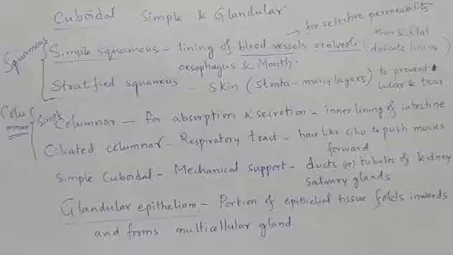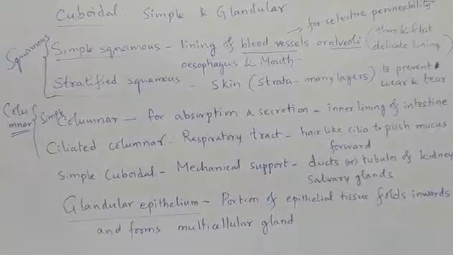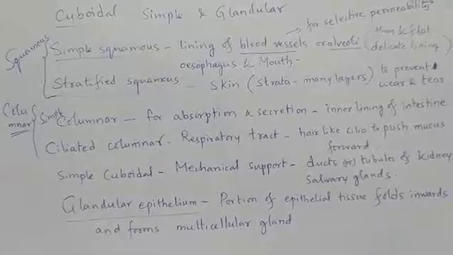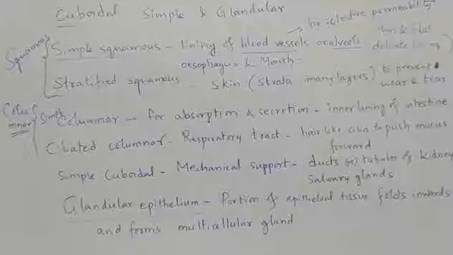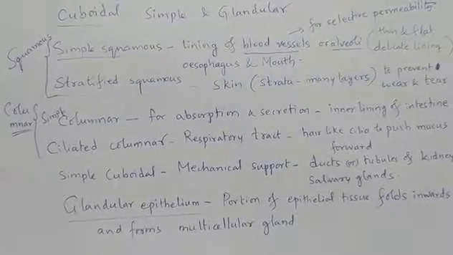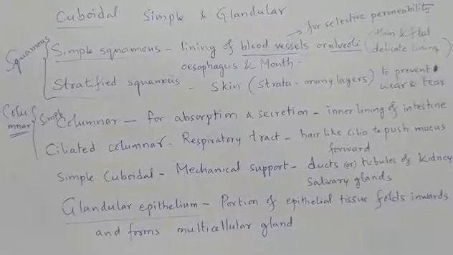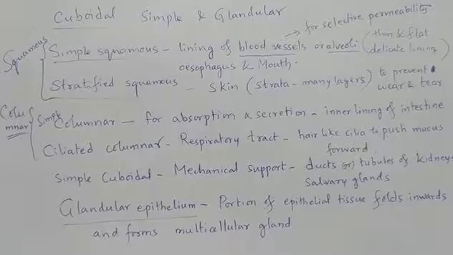There is another type of columnar epithelial tissue, that is ciliated columnar epithelial tissue. When compared to simple columnar epithelial tissue, the ciliated columnar epithelial tissue has hair-like structures or cilia above the cells.